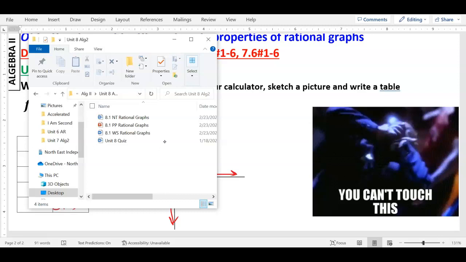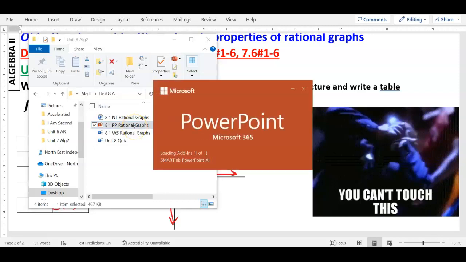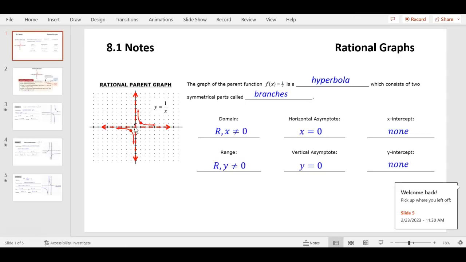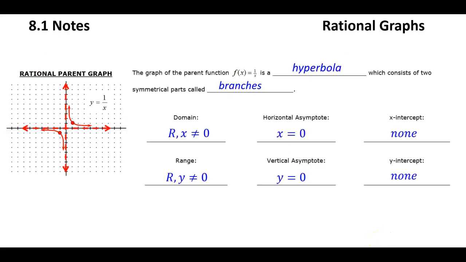All right. So let's get to some notes. Rational graphs. Ready? A rational graph gives you what we had on our warm-up, and the name of it is a hyperbola. Hyperbola gives you a rational graph, 1 over x, okay? Now, as you noticed on the warm-up, there's 2 parts of it. We call each of those parts branches. So you got the top right branch, you got the bottom left branch. Those are your branches.